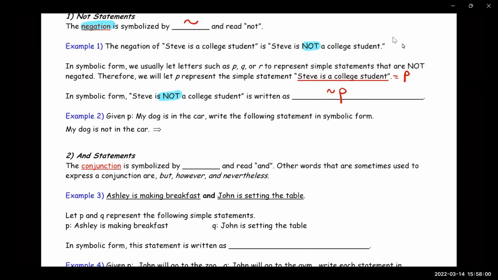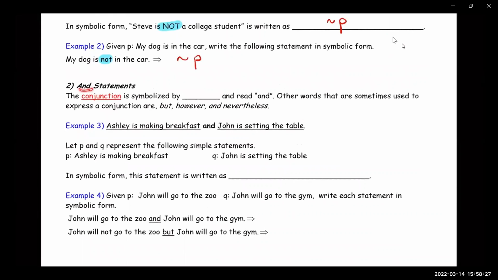All right. Example number 2, given P, P is now, my dog is in the car. Write the following statement in symbolic form. My dog is not in the car. So what would we write? Squiggly line, P. Yeah, that is not in the car. The dog is not in the car. Very good. All right.